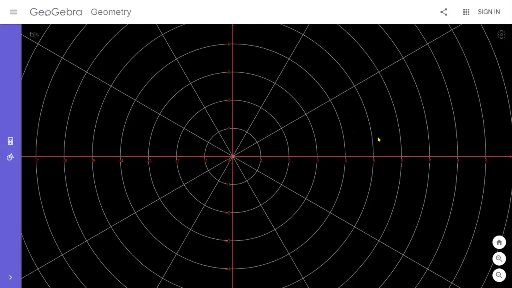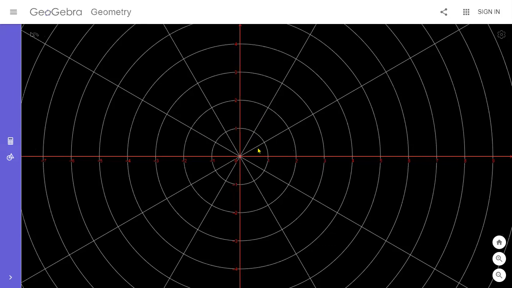Let's observe this graph. Here we can see how many sectors there are. Let me count the number of sectors: 1, 2, 3, 4, 5, 6, 7, 8, 9, 10, 11, 12. The total number of sectors is 12, and the total angle is 360 degrees. If we divide 360 degrees by 12, the result is 30 degrees. That means the angle made by one sector is 30 degrees. The angle included in one sector is 30 degrees. So there are a total of 90 degrees in the first quadrant.